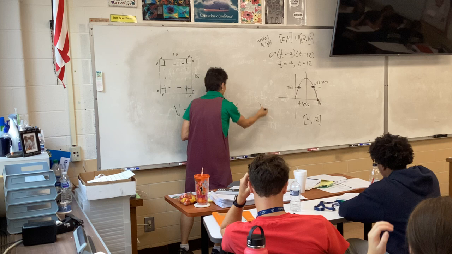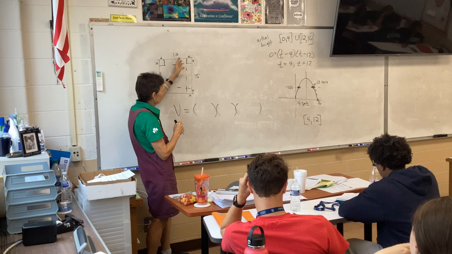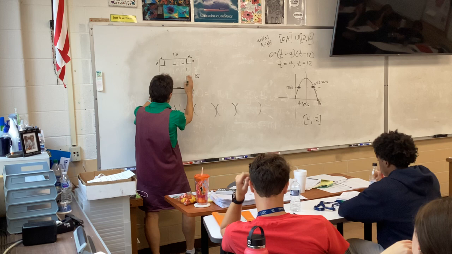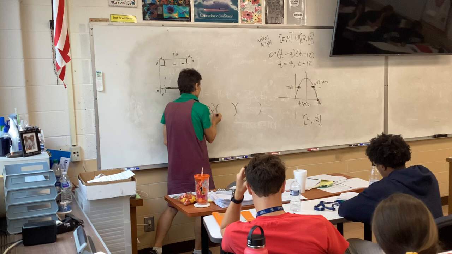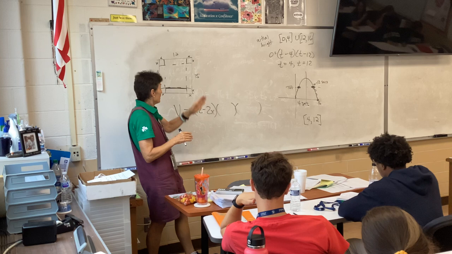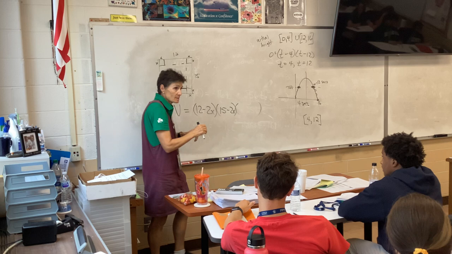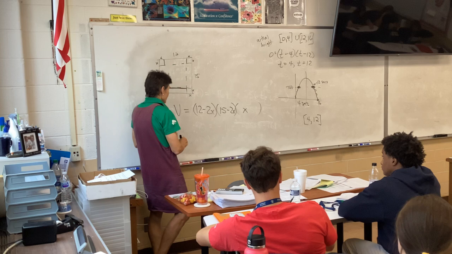So tell me, remember, the paper was 12 by 15, but we've cut some pieces out of it. So how wide is the actual box? These are the flaps coming up. 12 minus 2x. That is the actual width of the paper, or now the box. What's the length of it? 15 minus 2x. What's the height of it when you fold up those flaps? X. And we want the volume to be 125, right?